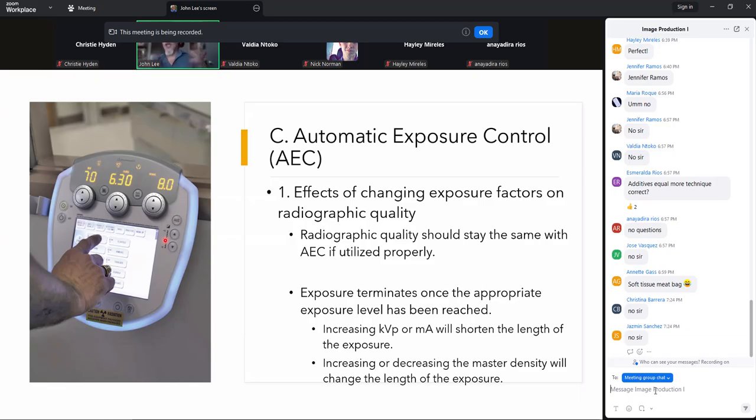Now, if we want a longer exposure, you can drop your kV. That'll cause it to run longer. Or you can drop the mA, which will also increase the time.